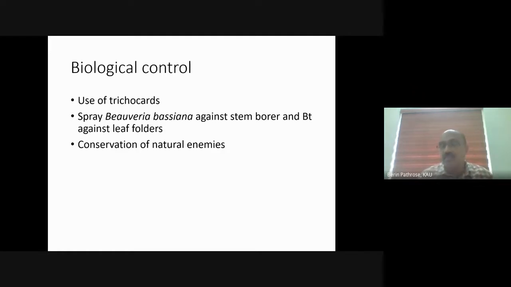The biocontrol agents such as Beauveria can be used, Bt can be used. Then we should conserve natural enemies. You should be able to write names of a few natural enemies such as coccinellids, spiders, dragonflies, damselflies. Names of a few coccinellids such as Chilomenes, Harmonia. All those things you should be able to write.